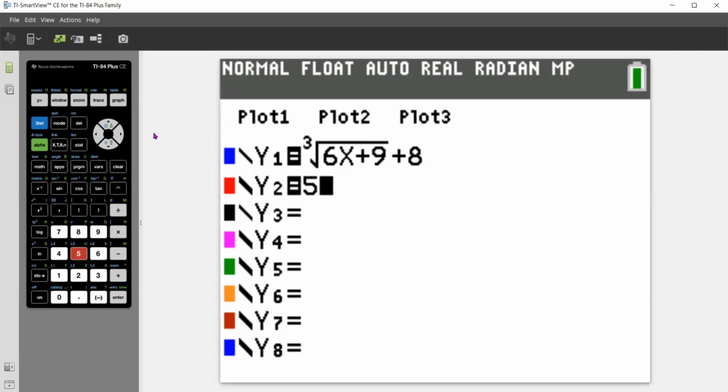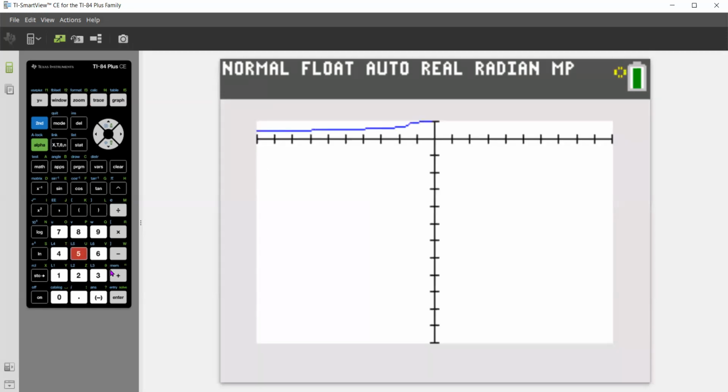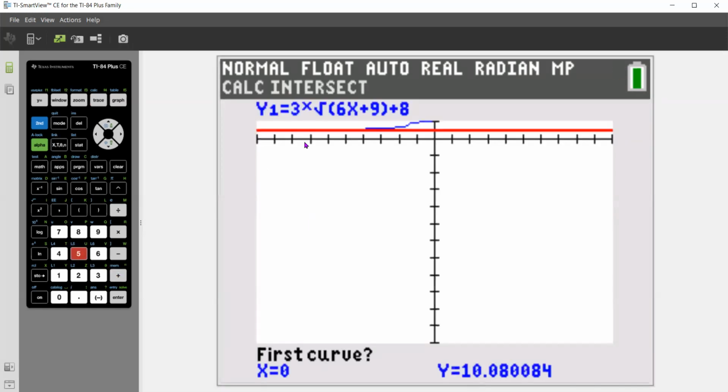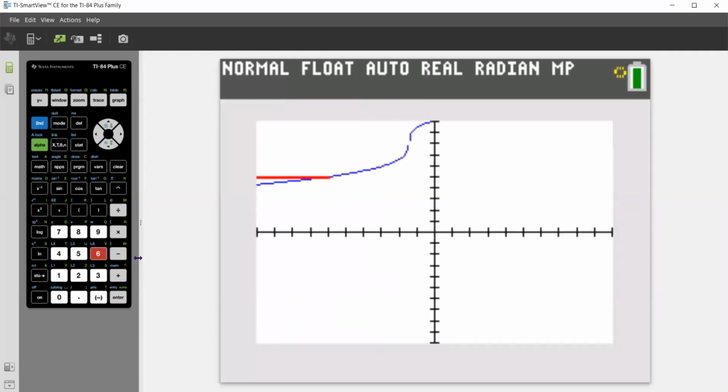What I'm going to do next is use the intersection function on your calculator to determine what the solution is to this equation. So I'm going to go second trace, and I'm going to use option number 5 for intersect. All right, notice that whatever I graphed last time, it adjusted my window. So I need to reset it to the standard grid to see what I'm dealing with. So let's go to zoom 6.